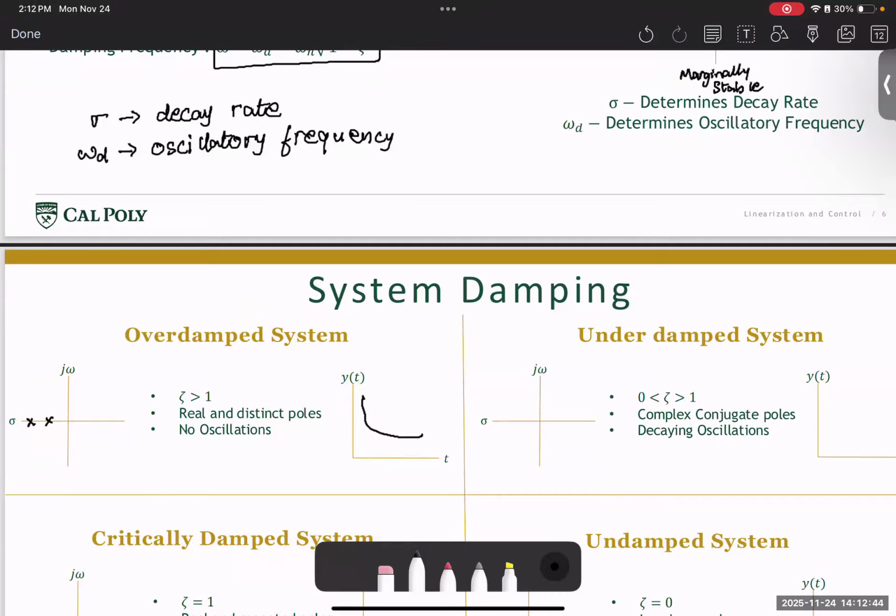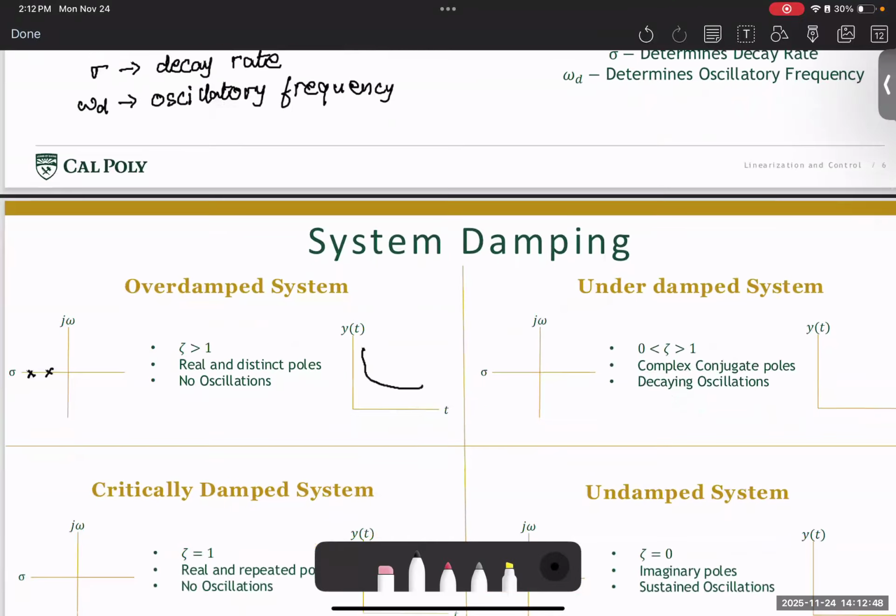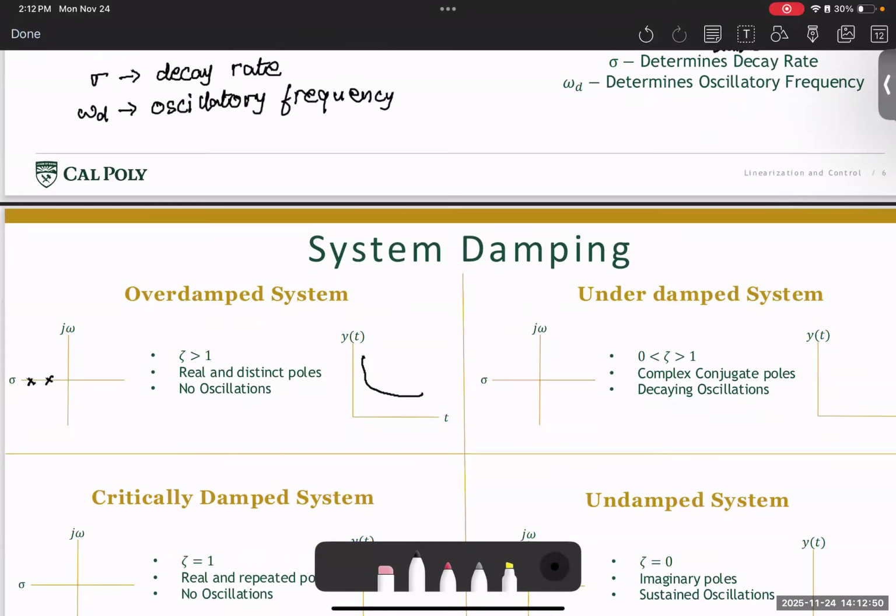On the other hand, if the damping coefficient is between 0 and 1, then the poles of the system end up lying as a complex conjugate on the sigma j omega plot. So the poles of the system look something like this. Then the system now starts to exhibit some amount of oscillation as it settles down into the final state. So the response of the system will start to look like this.